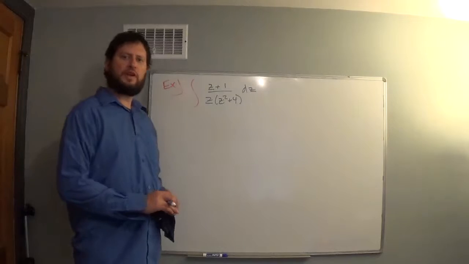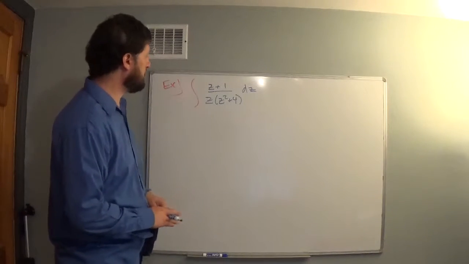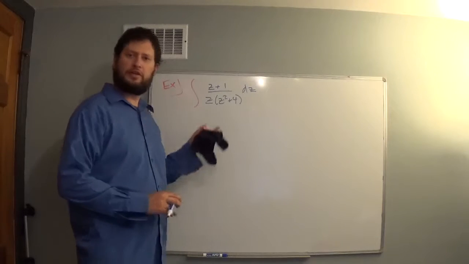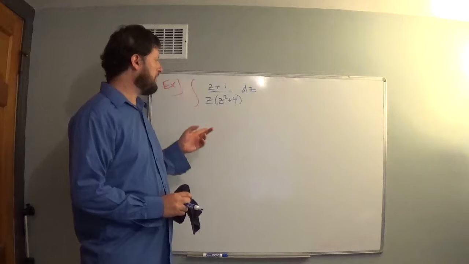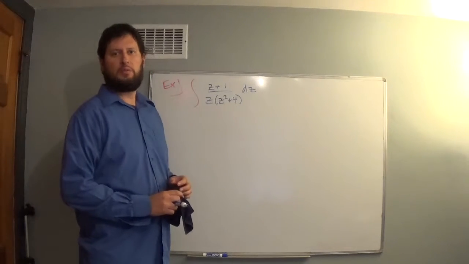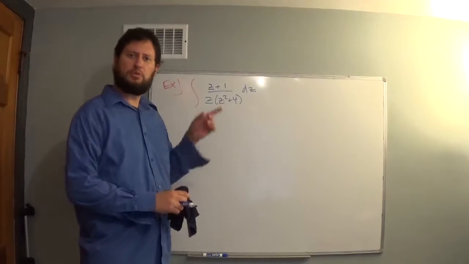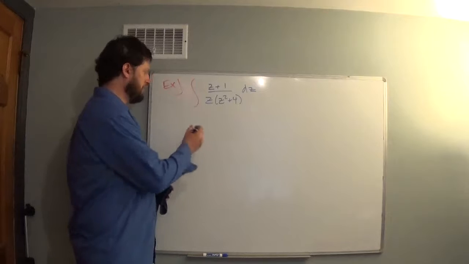And let's use a partial fractions decomposition for integrating this rational function. Notice that our denominator is factored for us already, so we don't have to factor the denominator. The z squared plus 4 will not factor any further because there are no zeros. It's a parabola that opens up above the x-axis. So this is as factored as it gets.